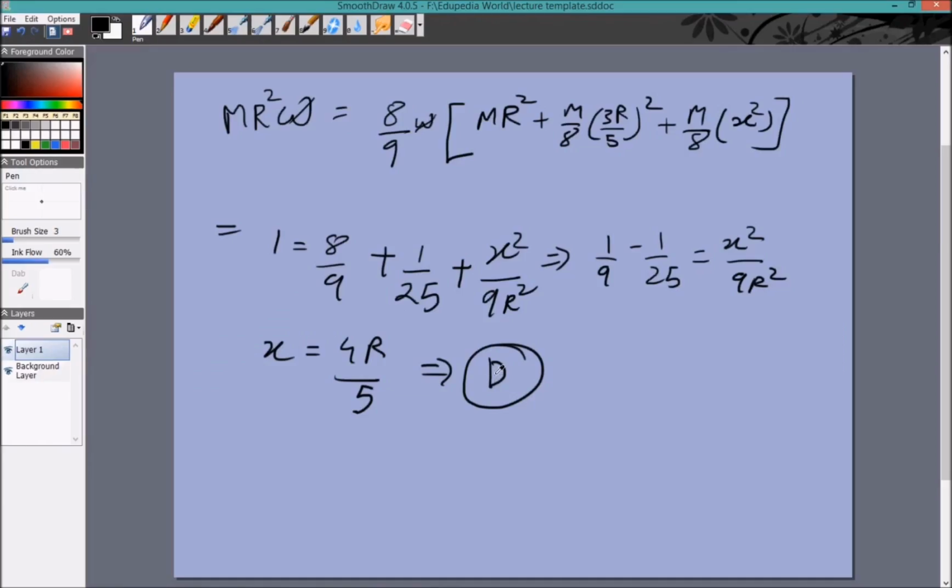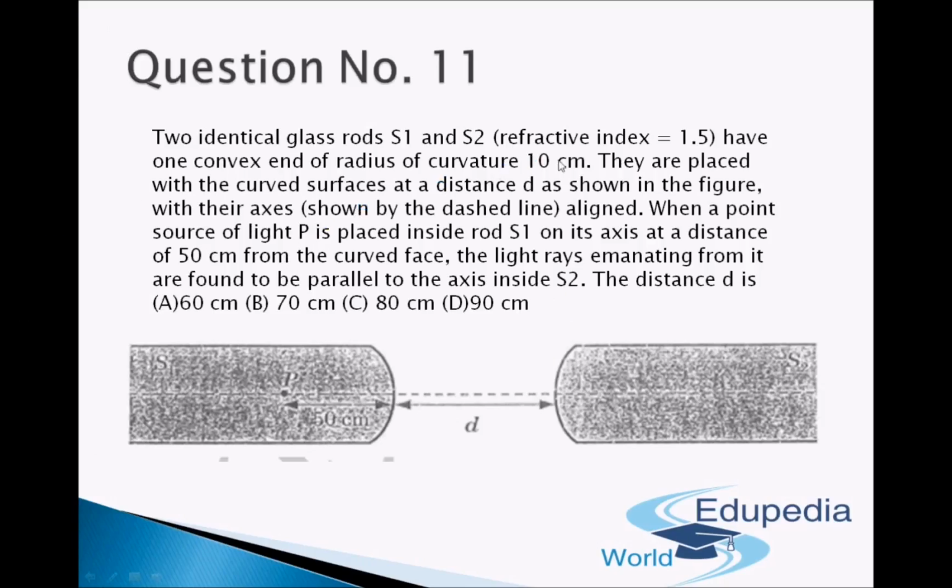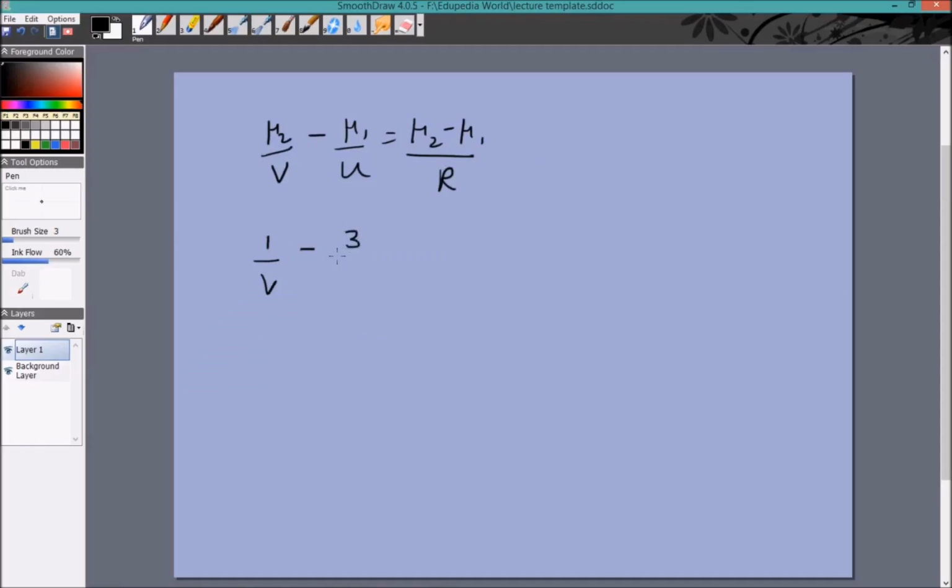So this is a standard geometrical optics question. The equation in this case will not be lens formula, because we do not have a perfect lens. They will be refraction at a spherical surface. So mu2 by v minus mu1 by u is equal to mu2 minus mu1 by r. This is the equation which we'll use. So initially we'll have mu2 is 1, so 1 by v minus mu1 is 1.5, 3 by 2, 3 by 2 into 50, right? However, this will become plus because this is in the negative side.